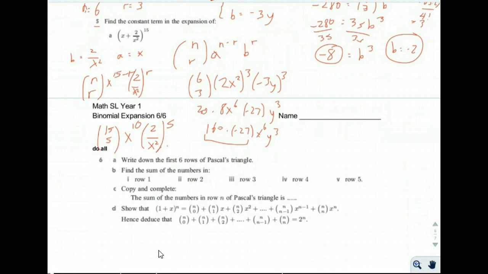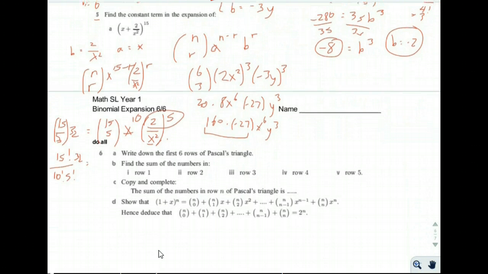Okay. And then the x to the 10th is going to cancel out with the x squared to the 5th on the bottom. 2 to the 5th is going to be here. So the constant term would be 15 choose 5, n equals 15, r equals 5, and then you'd multiply that times 2 to the 5th, which is 32. Okay? So 15 choose 5, just remember that's 15 factorial over 10 factorial, 5 factorial, and then you multiply that times 32. Okay, so that'll give you the answer for that.